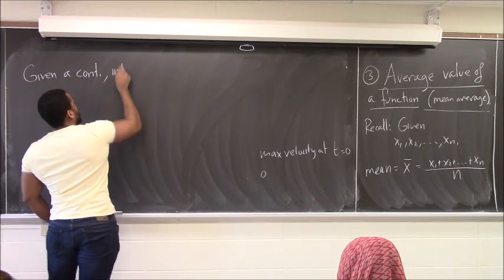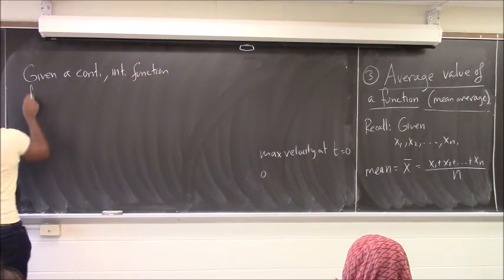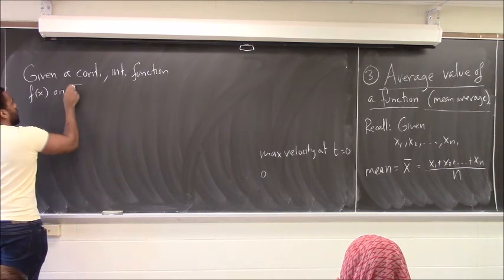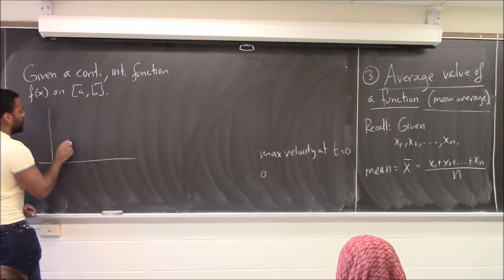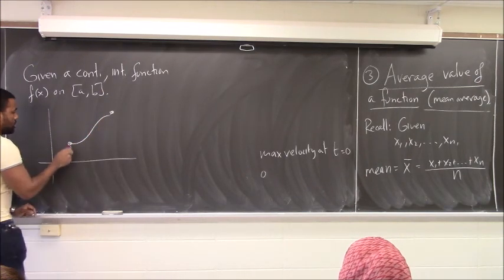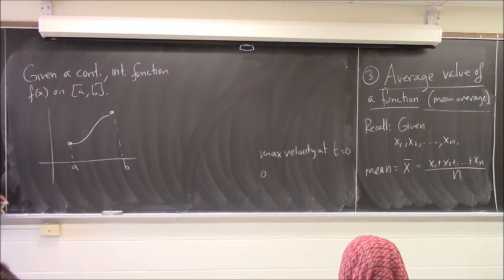Given a continuous, integrable function f on [a, b], and you'll see why we need an integrable function. So here I have my function on some interval a, b. Now what I care about is finding what is the average output of this function.